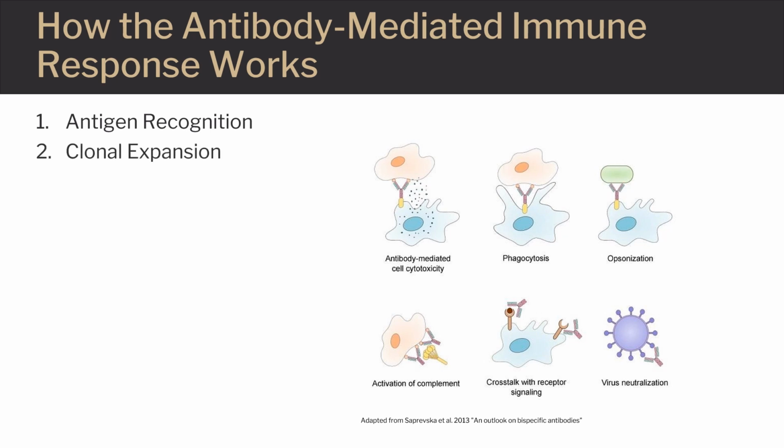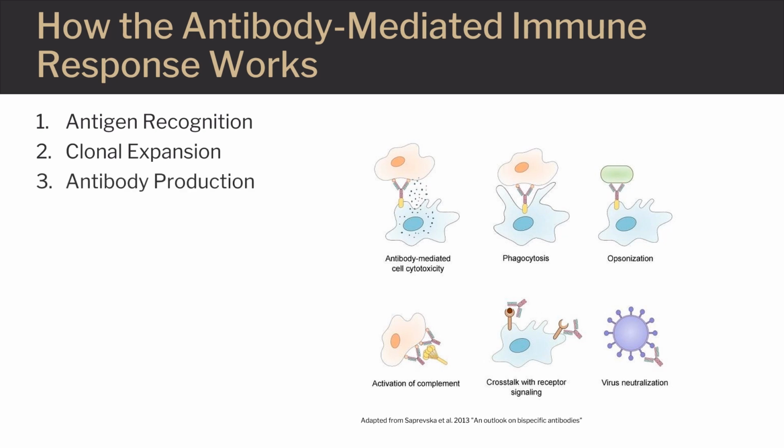2. Activation and clonal expansion. When a B cell encounters an antigen that matches its receptor, it becomes activated. This activation triggers the B cell to undergo clonal expansion, producing numerous identical copies of itself called plasma cells.